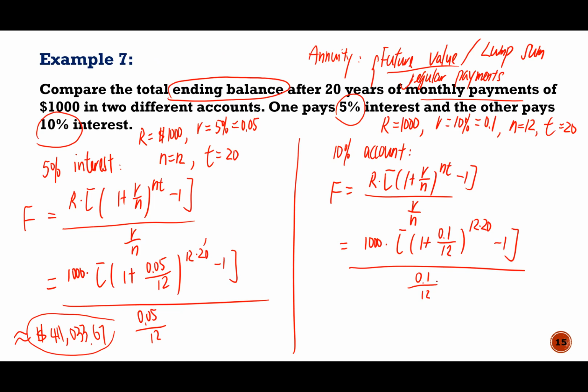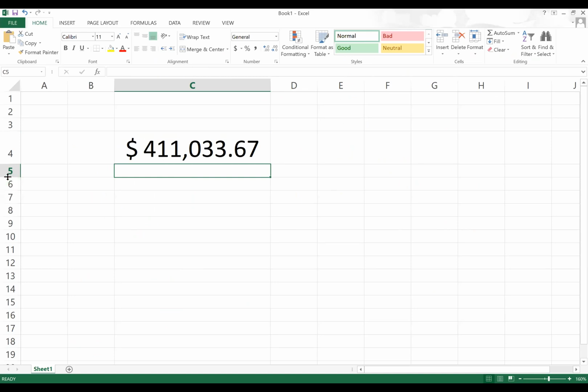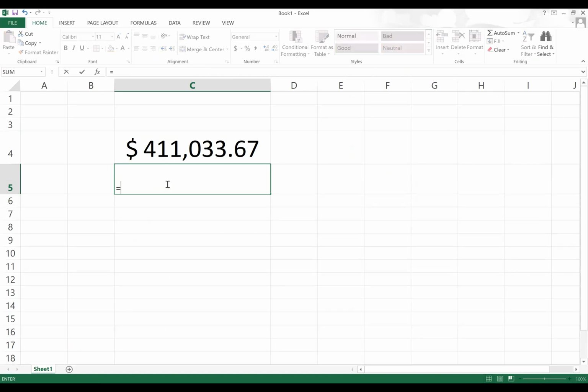So very similar calculation, and we just have to use Excel one more time, get the result. And we can compare just underneath it, right? Quick comparison, yeah. Okay, let's use a bigger font so you can see better.